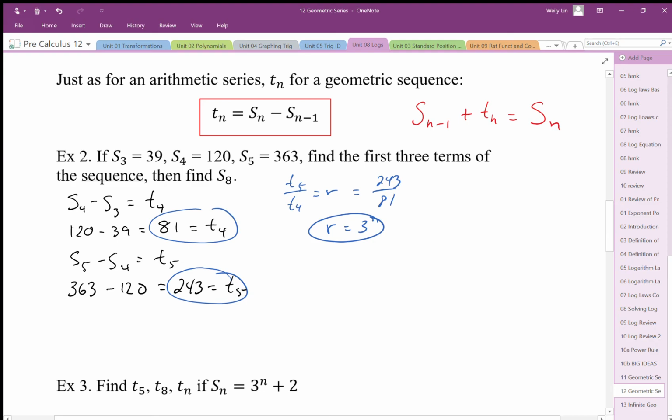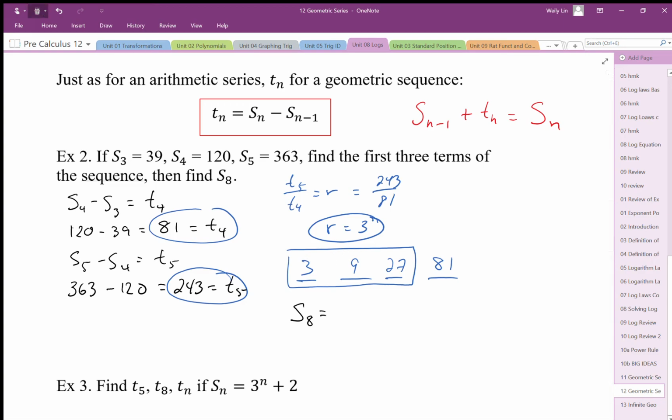If I know R, I can work backwards here to figure out A. So I know that T4, what was T4? It is 81. So I have 1, 2, 3, 4. That's 81. I can work backwards, divide by 3, divide by 3, divide by 3. I know the first 3 terms are going to be 3, 9, 27. If I want to solve for S8, I can write out 8 terms, but I'm better off using my formula now since I have R and I have A.